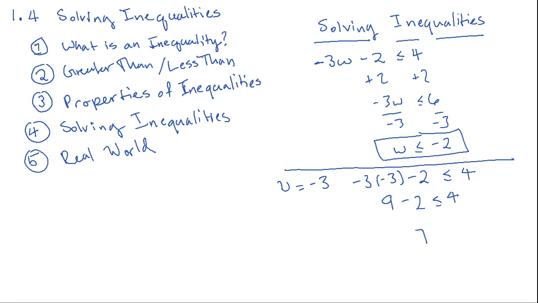When I do that, I end up with negative 3 times negative 3 is positive 9, minus 2. 9 minus 2 is 7. 7 is less than or equal to 4. This is definitely not correct, right? Because we know that 7 is definitely bigger than 4. So what happened here? Well, I'll show you.